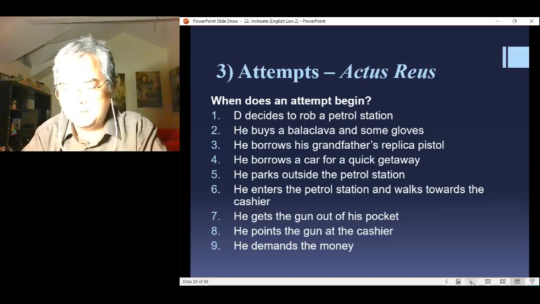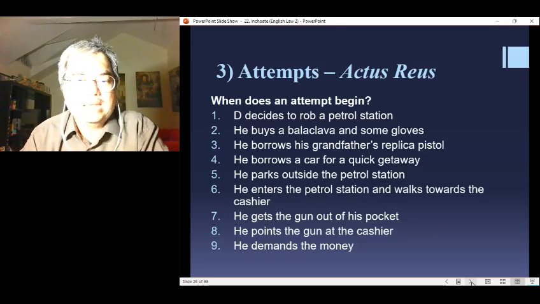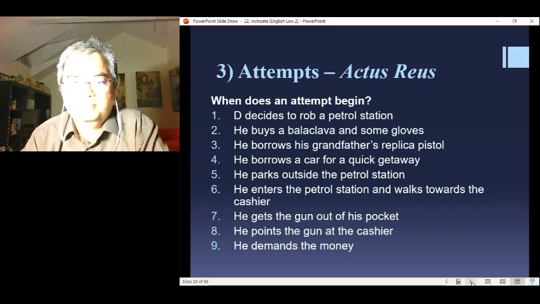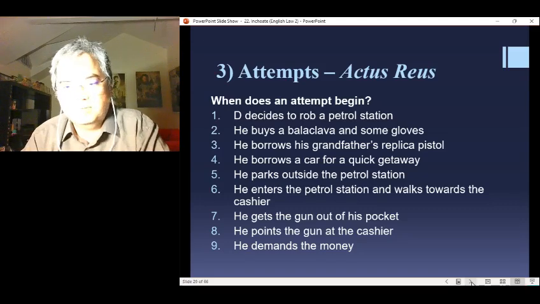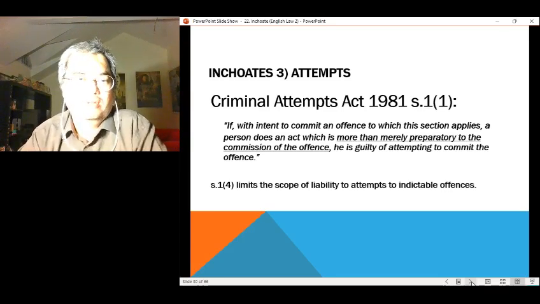Because here he has not obtained the money yet, so there's no appropriation, right? So therefore there's no theft. But can he be said to have committed attempted theft or attempted robbery? At what point do you think that the attempt begins? Well, hopefully by the end of the lecture on this part, you'll be able to figure it out.